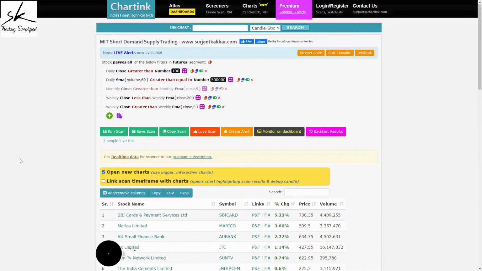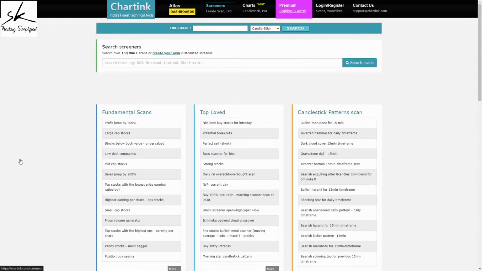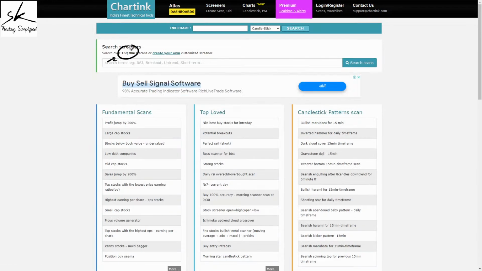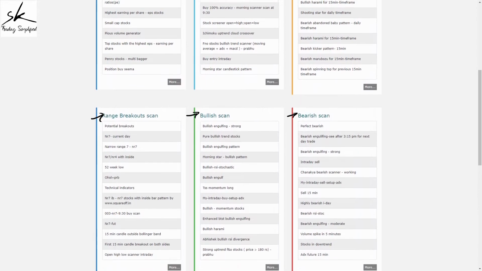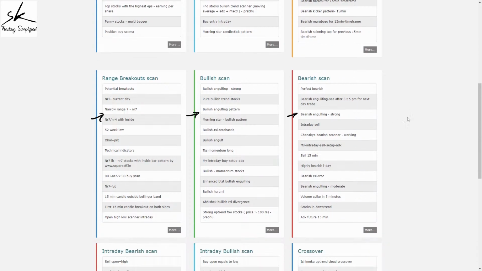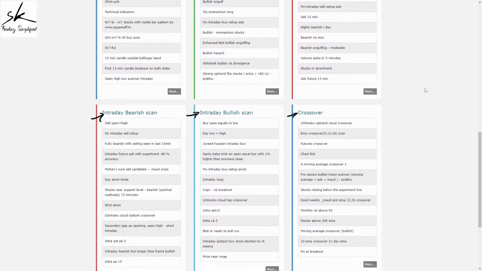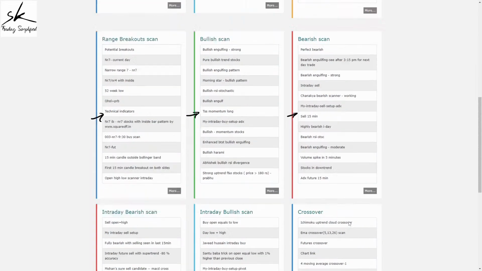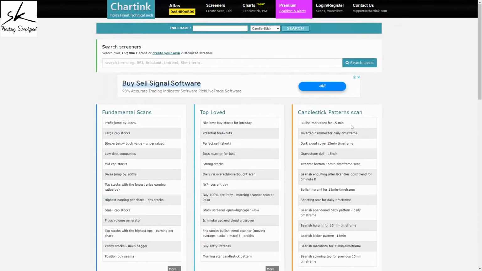Plus, these are not the only scanners that are available to you. If you go to the screener section on this website, you can see you have over 150,000 scanners available to you. Some of them are based on fundamental analysis. Then you have, top left, candlestick patterns. If I further go down, you can see you have your range breakouts, you have your bullish scans, you have your bearish scans. Then you have your intraday bearish, you have intraday bullish, crossover. So n number of scanner screeners are available to you, and this is an example of one particular website.